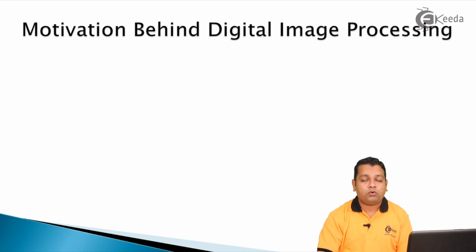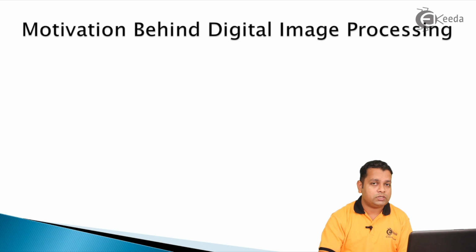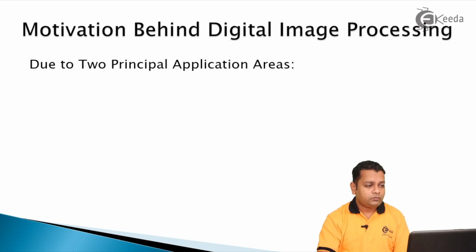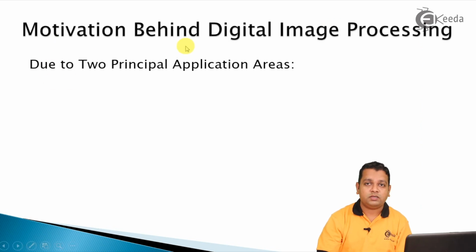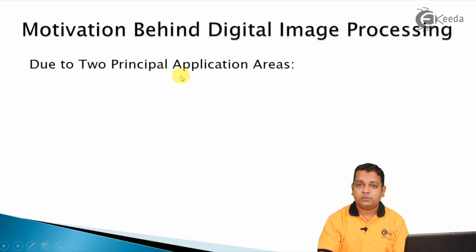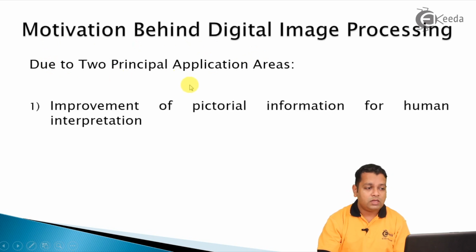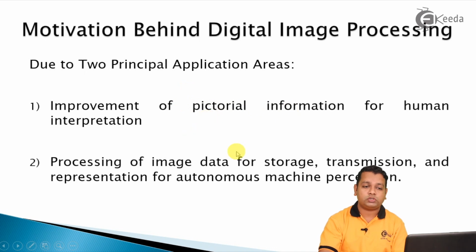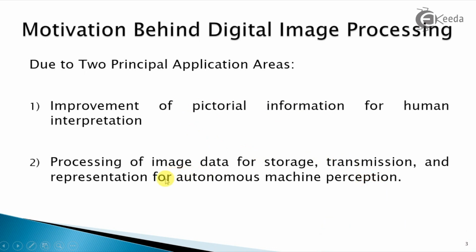So let us first of all see what is the motivation behind the development and the popularity of digital image processing. It is mainly because of two application areas, or two causes, that are listed here. The motivation behind digital image processing is due to two principal application areas. The first one is improvement of pictorial information for human interpretation, and the second one is processing of image data for storage, transmission and representation for autonomous machine perception. So these two points are very important.